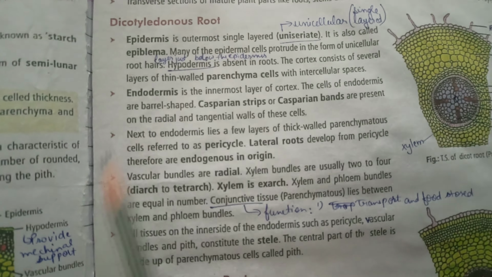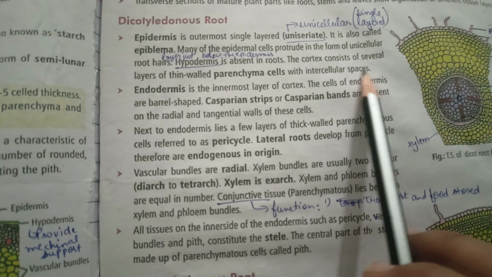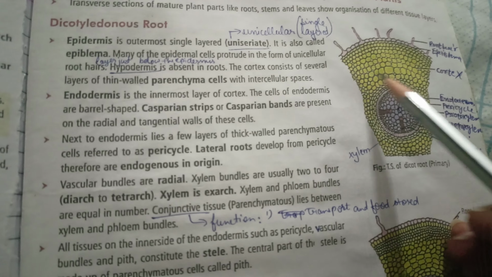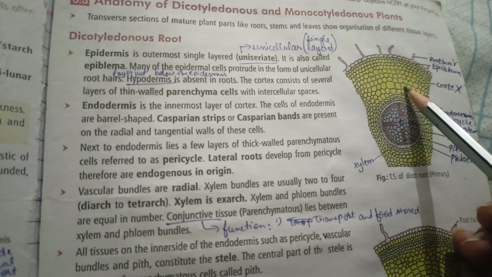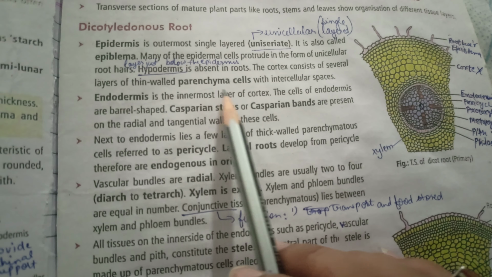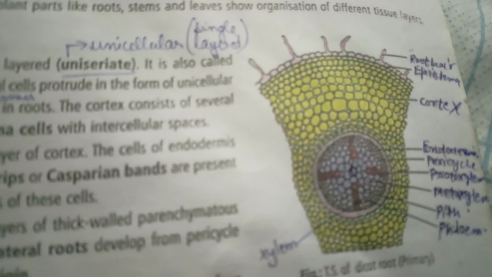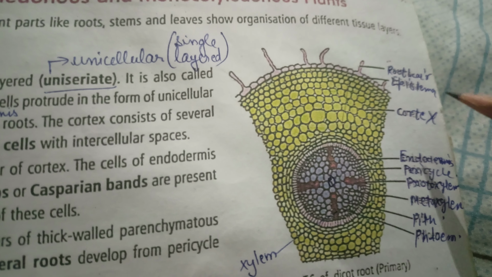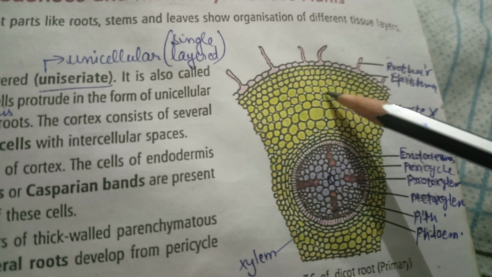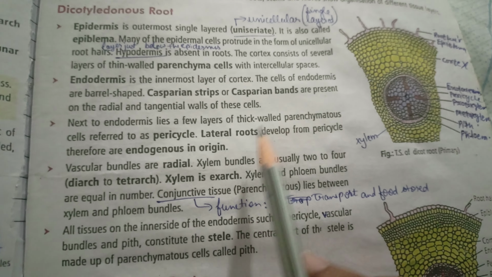The hypodermis, which is present below the epidermis, is absent in the roots, and the cortex consists of several layers of thin-walled cells. Now you can see that the cortex region has a number of layers of cells which are made up of parenchyma with intercellular space present between them. They are not tightly packed. Some intercellular space is present between the cells.